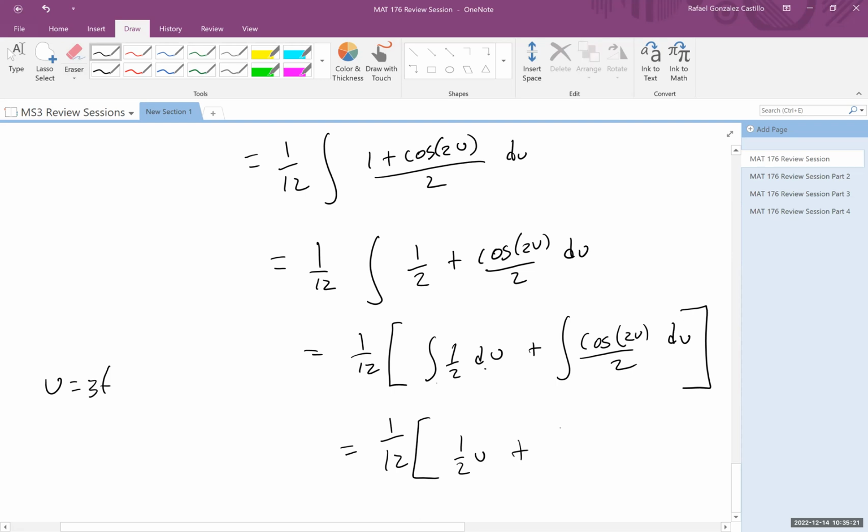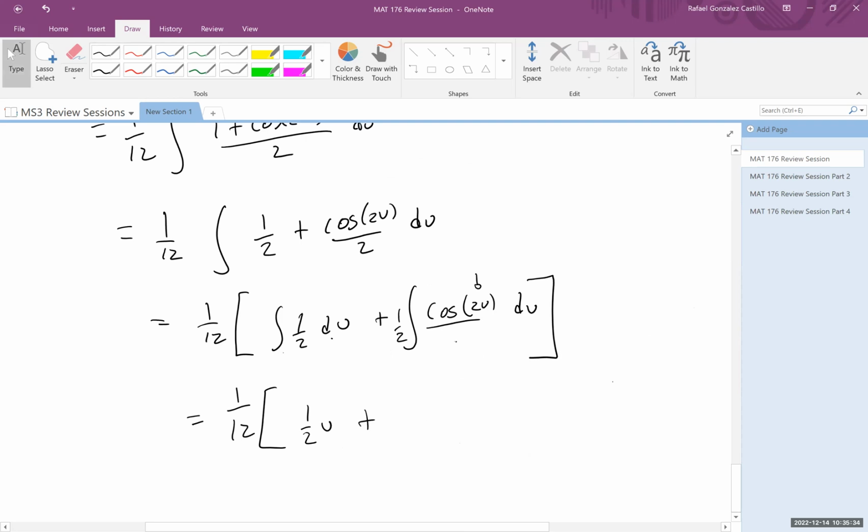Here we could pull out the 1/2. If you wanted to, you could write this as 1/2 times cosine of 2u. And to take this integral, we have to once more use a substitution. So let v now be equal to 2u.